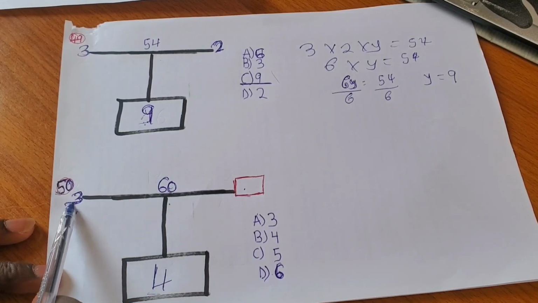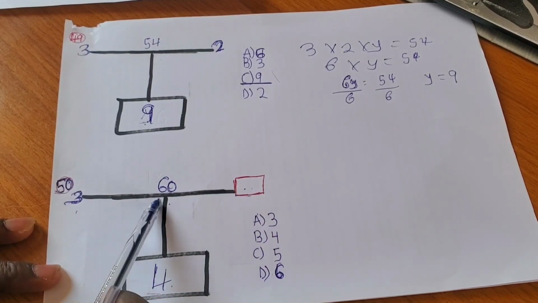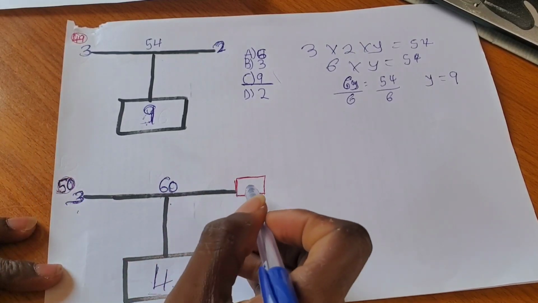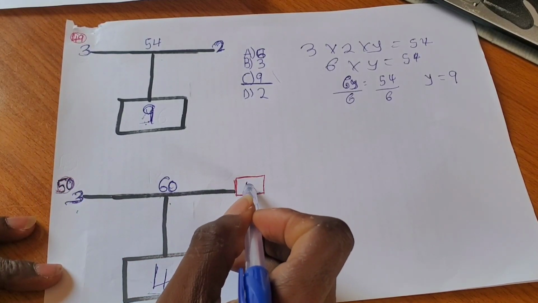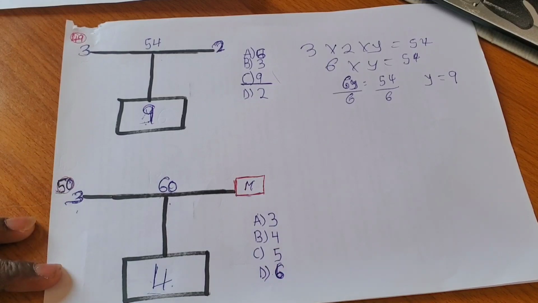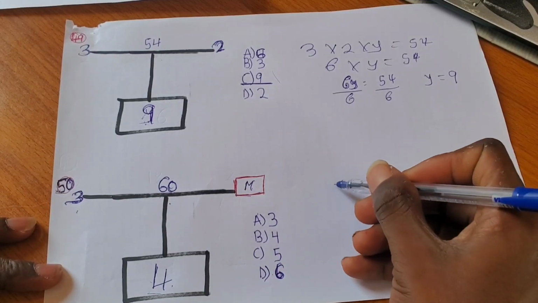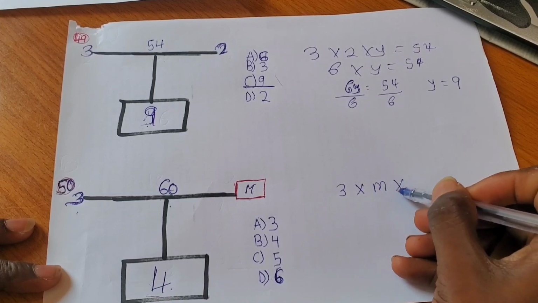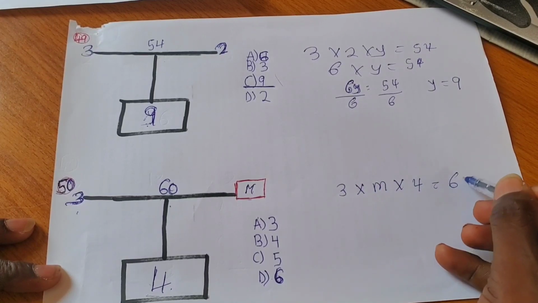So if I take the product of 3 and this number, I must have 60. So I don't know this number. Let us represent it as any letter. Let's represent it as K or M. So for this, please pay attention, we're going to have 3 times m times 4 equals 60, okay?